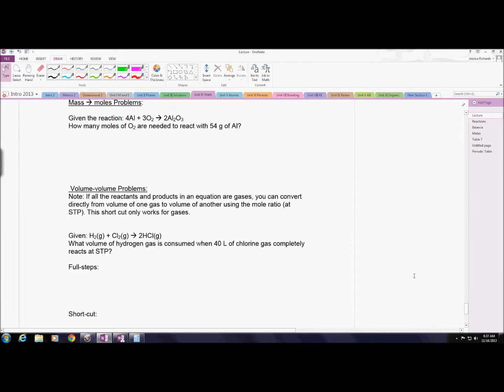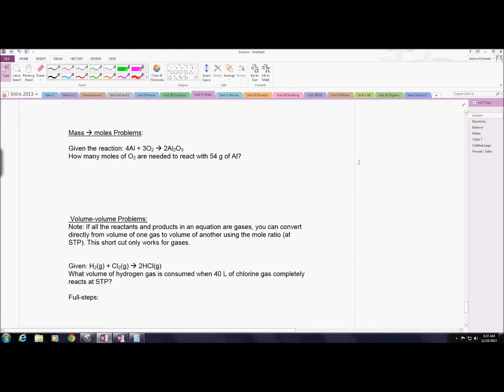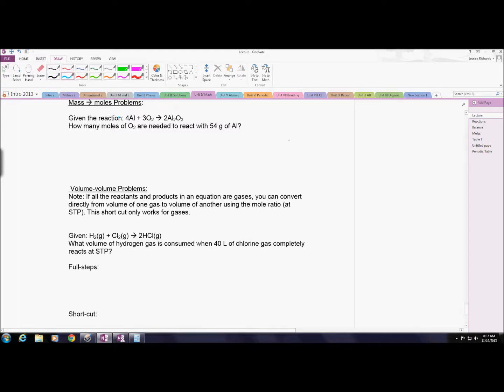Mass to moles just means we're going to stop when we have moles. So we're just going to read the question and do this exactly like we did every other problem. You notice the procedure's the same. The only thing that's different is what they're starting with and what they want you to find at the end. But the rest of the conversions are the same mole conversions we've been doing. So it says how many moles of oxygen are needed to react with 54 grams of aluminum.